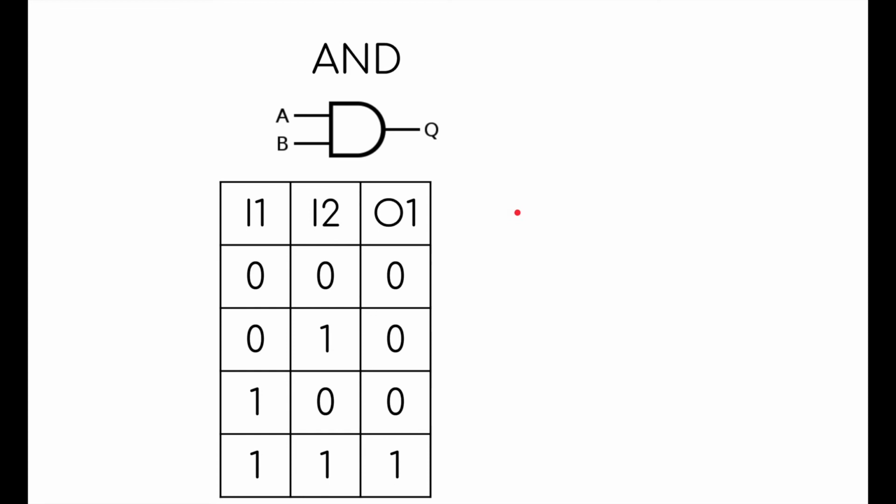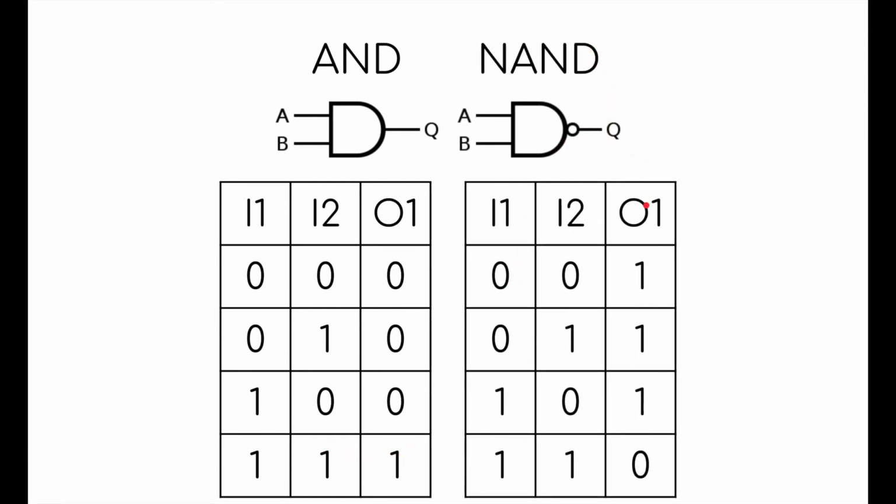An AND, again, is exactly what its name says. The output is only a 1 if the first input and the second input are 1. And again, NAND is just going to be the opposite of AND. Wherever the AND gives a 0, the NAND gives a 1, and wherever the AND gives a 1, the NAND gives a 0. And again, the NAND is also an AND followed by a NOT.